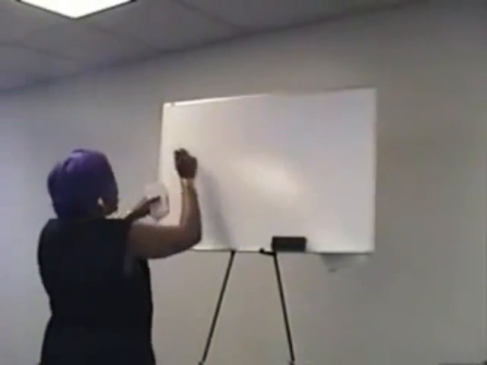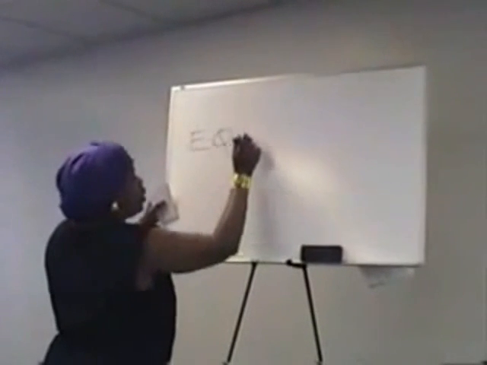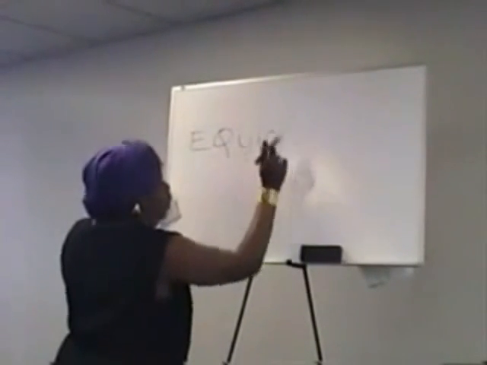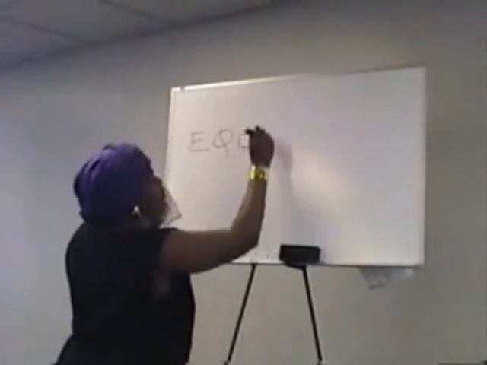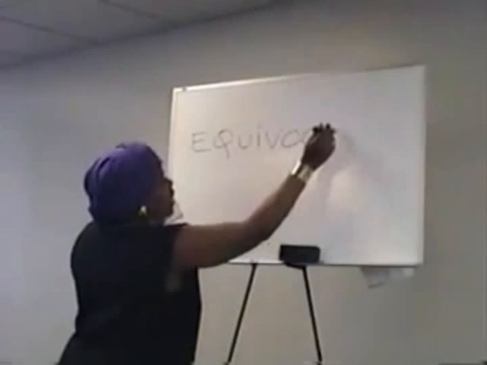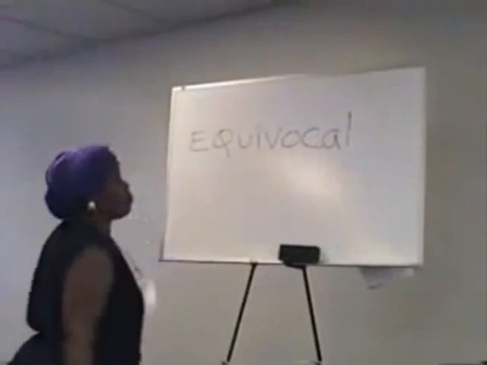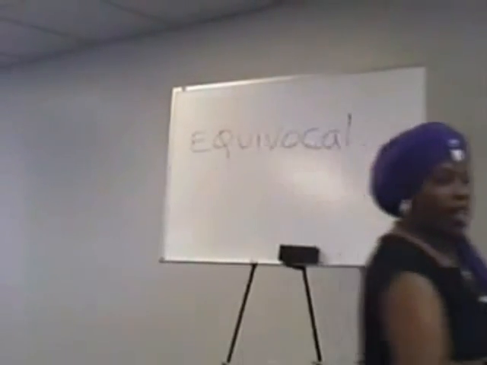All right, one of the things that we need to know about English is that it is an equivocal language. I would like for you all to turn in your dictionaries to the word equivocal. E-Q-U-I-V-O-C-A-L. Equivocal.